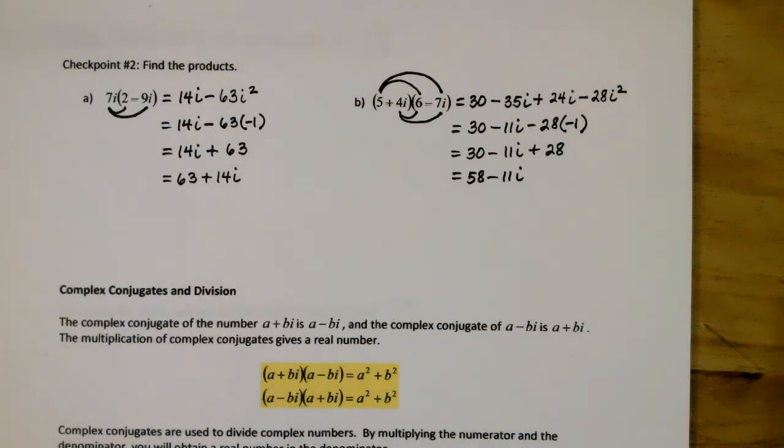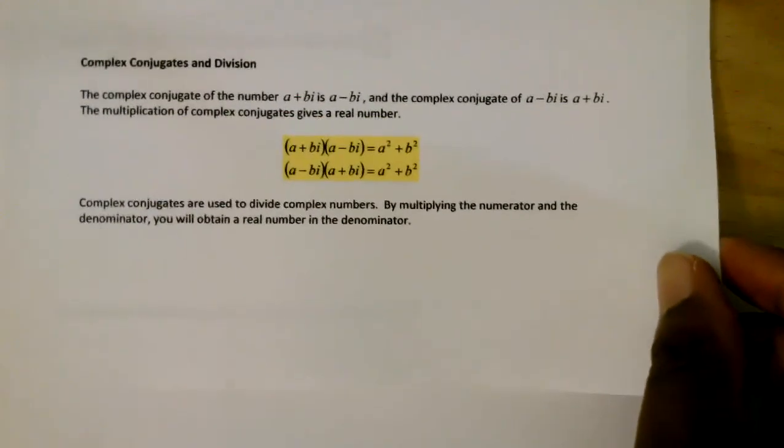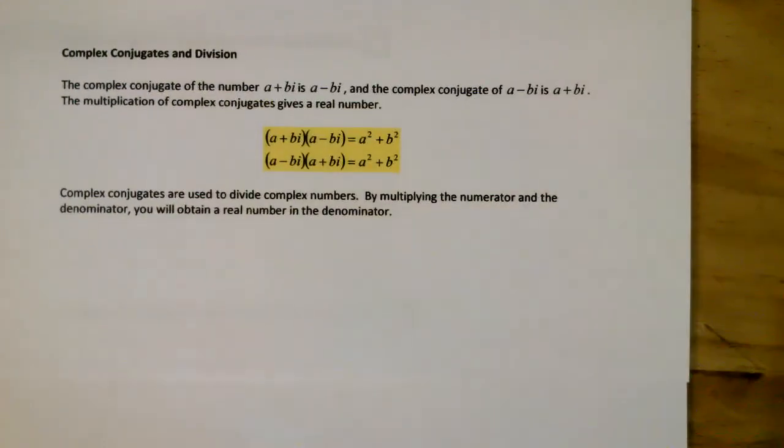All right, so far we talked about how to add and subtract and multiply complex numbers. Let's look at dividing complex numbers. Now we're going to have to use something called complex conjugates, because dividing complex numbers is not as straightforward as adding, subtracting, and multiplying complex numbers. We need to use, for this operation of division, complex conjugates.